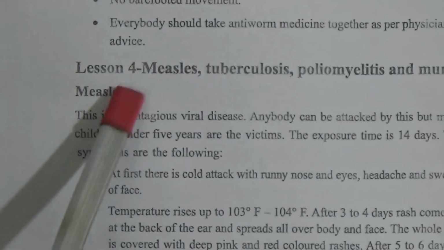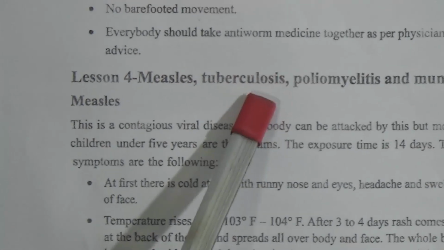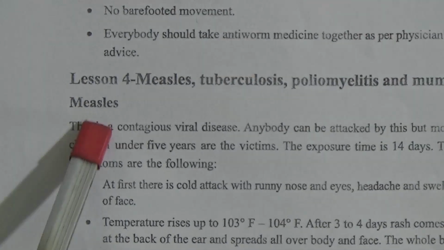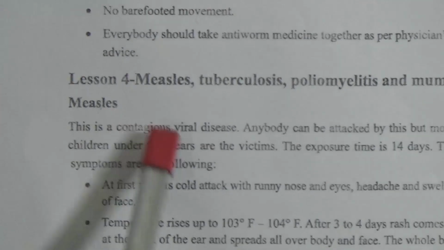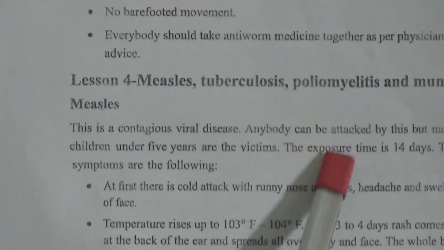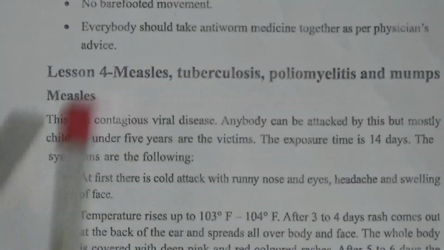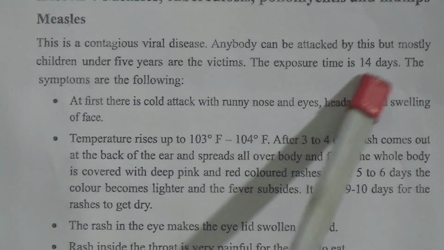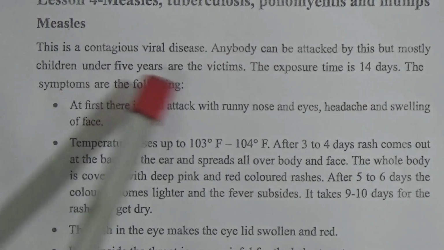Now we'll learn about lesson 4: measles, tuberculosis, poliomyelitis, and mumps. First, we'll learn about measles. This is a contagious viral disease. Anybody can be attacked by this, but mostly children under 5 years are the victims. The exposure time is 14 years. The symptoms are the following.